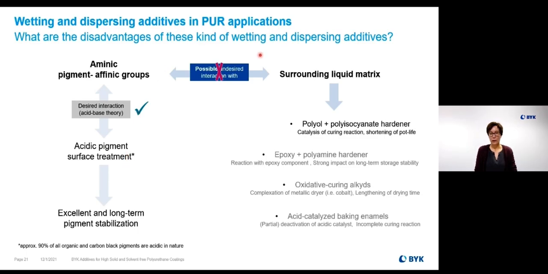But it also can react with a liquid matrix. So for example, when we talk about 2KPUs, we have the polyol component, so component A, and the hardener, the polyisocyanate component. And in that case, the amine is able to react or to catalyze the curing reaction, and that means it can shorten the pot life of our 2K system. And that is an undesired interaction of these wetting and dispersing additives.